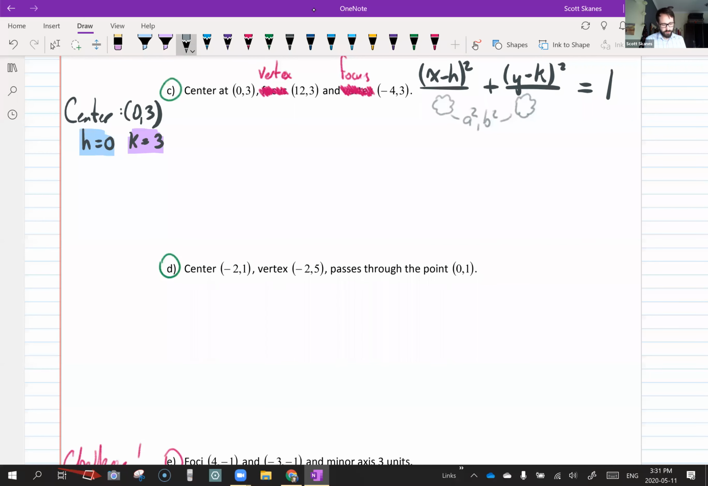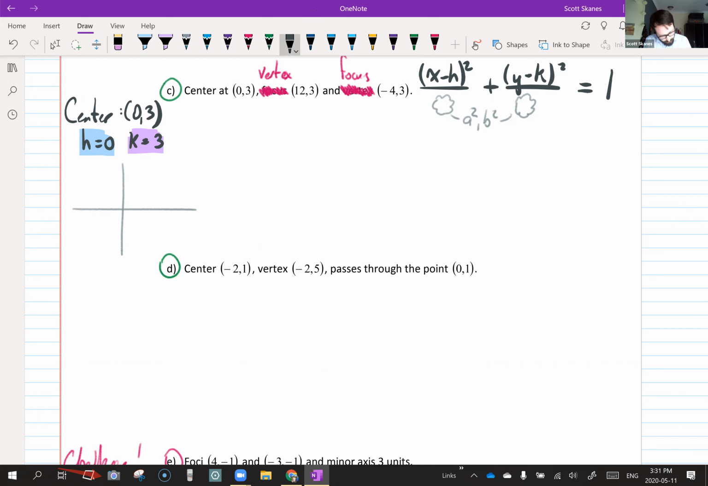So it says we have a vertex at 12, 3. Notice I changed them. There's a typo, so just switch those. A vertex at 12 and 3, and a focus at -4 and 3. I'm going to draw a picture here so that we can be clear. It's just a sketch, but without a sketch, I find it's very difficult to understand what's going on.